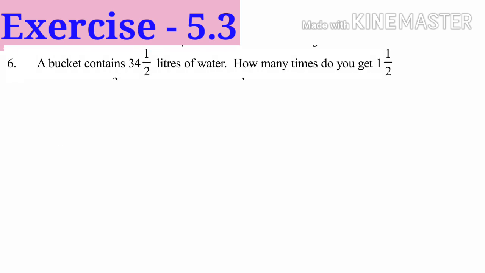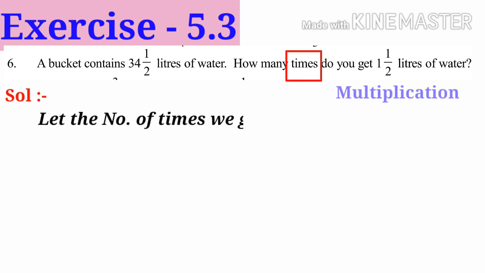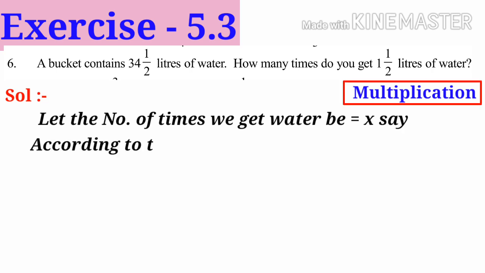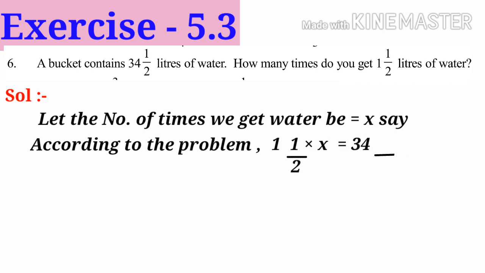Problem. A bucket contains 34 1/2 liters of water. How many times do you get 1.5 liters of water? Before going to the solution, let us observe the word times. It indicates that the operation we have to do is multiplication. Let the number of times we get the water be x. According to the problem, 1.5 into x is equal to 34 1/2.